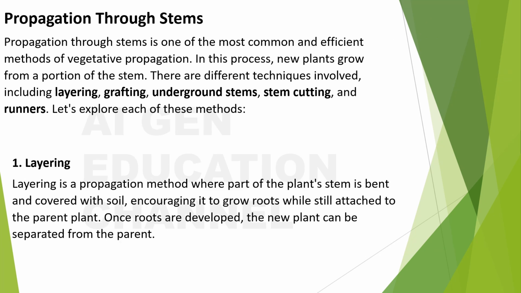And so this will be our new topic, right? Propagation through stems. It is one of the most common and efficient methods of vegetative propagation. In this process, new plants grow from a portion of stem. So we have seen how we get new plants from roots, spores, leaves. And now we will see how we can get new plants through stems. And for this you have so many techniques. Okay, so we'll see one after the other. Layering, grafting, underground stems, stem cutting and runners.